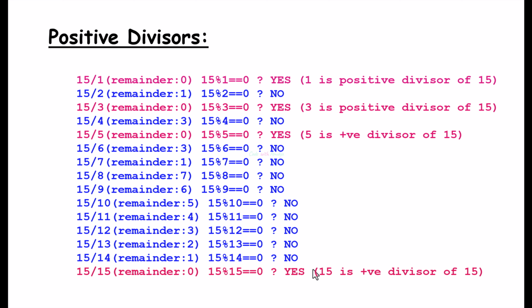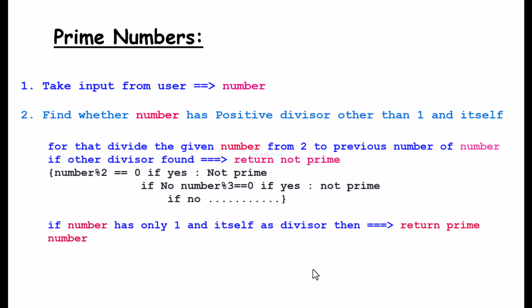Then how to check whether the given number is prime or not? To check whether a number is prime or not, we need to divide the given number starting from 2, because a prime number can have two positive divisors, 1 and itself. So start from 2, divide that number by 2, check for the remainder. If the remainder is 0, then that means 2 is also a positive divisor of that number, so it is not a prime number.